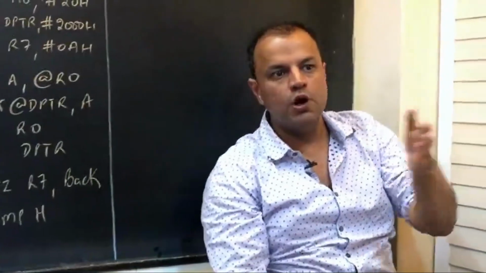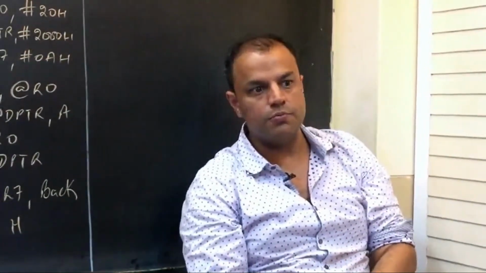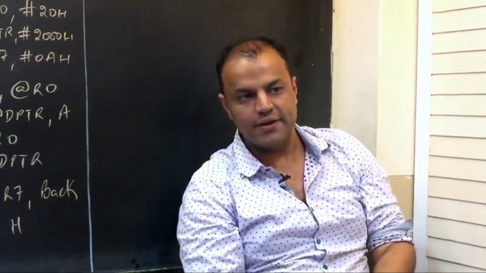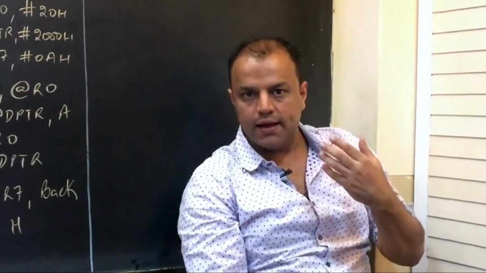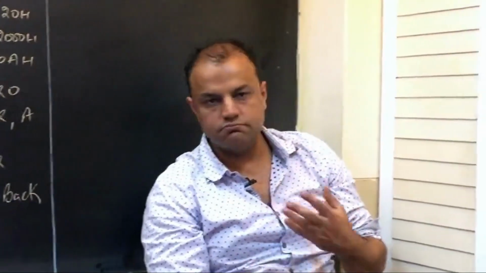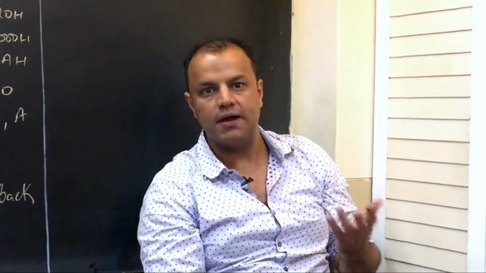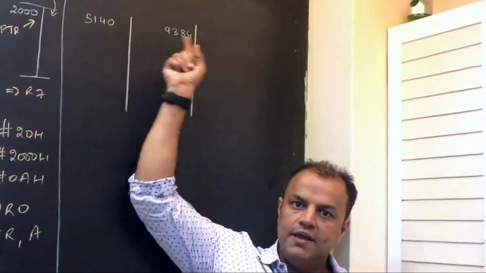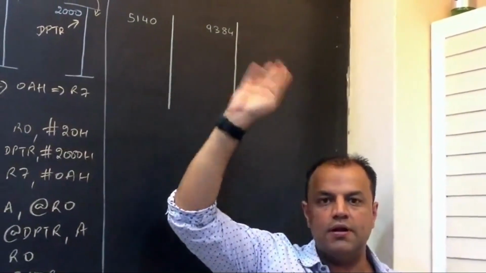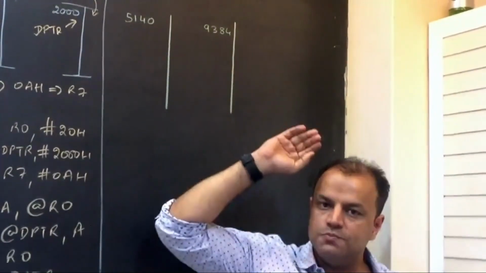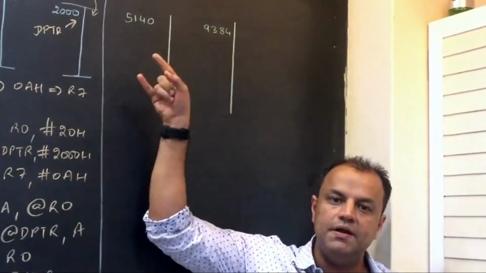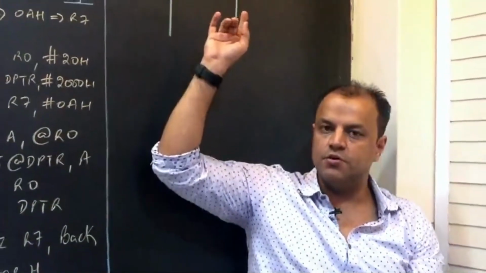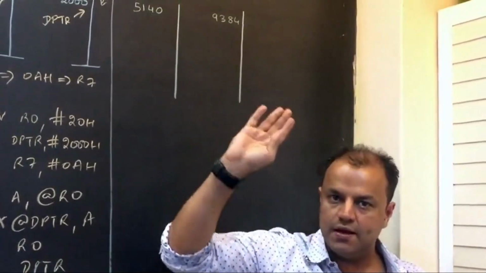I'm not here to fool you by solving simple questions and telling you, okay, now you know programming, and then you see the exam question and you're stuck. So I'm tackling the tough one, and we hope you get an easy one. I have taken addresses which are both beyond the range of R0, R1, which means you will have to use DPTR for the source and DPTR for the destination. Both pointers will be DPTR only.